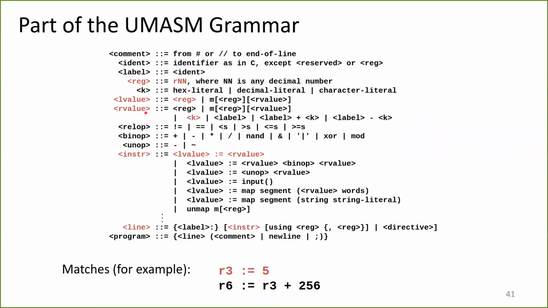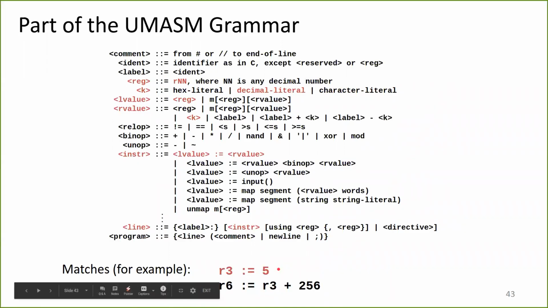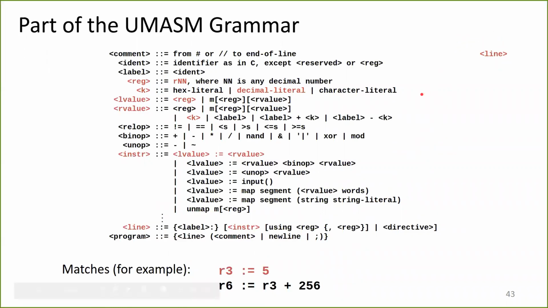Well, we can construct an R value by constructing a K, and a K can be constructed by either writing out a hex literal like 0xAF2, writing out a decimal literal, or writing out a character literal. The number 5 is a decimal literal, so we have just shown by the sequence of rules that this is a valid line in our UMASM program. The sequence of rules that captures the structure of this line can actually be visualized over here as a tree structure, which we call an abstract syntax tree.